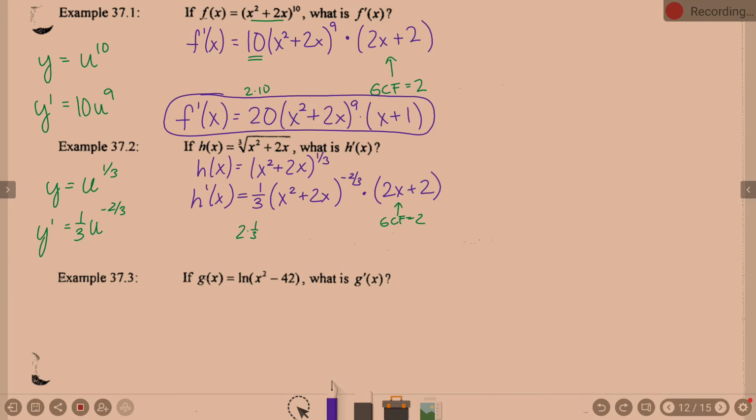So I have 2 different ways I'm going to write it out here. One way is kind of like what we did last time. So 2 times 1/3 becomes 2/3 times x squared plus 2x raised to the negative 2/3 times, 2x plus 2 is no longer 2x plus 2. It's x plus 1. That's one option I have written out in my notes.